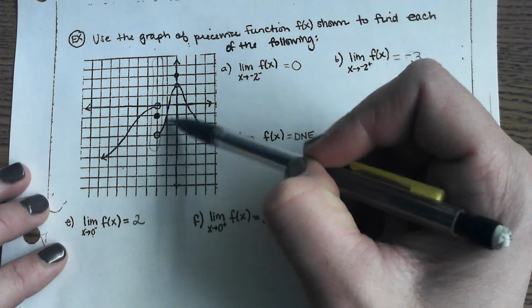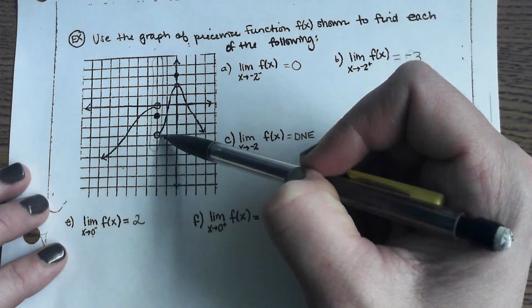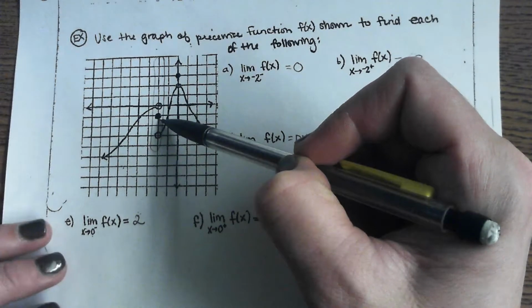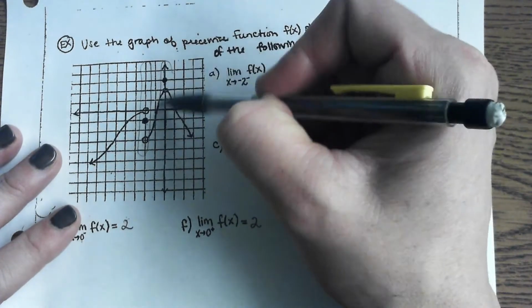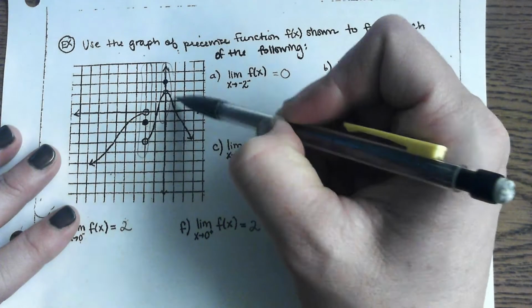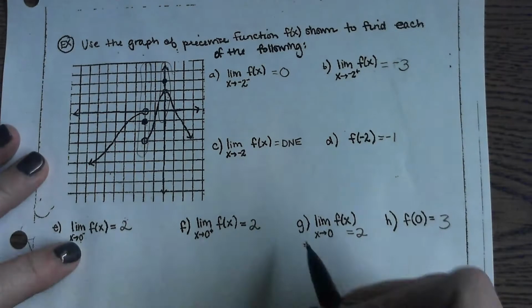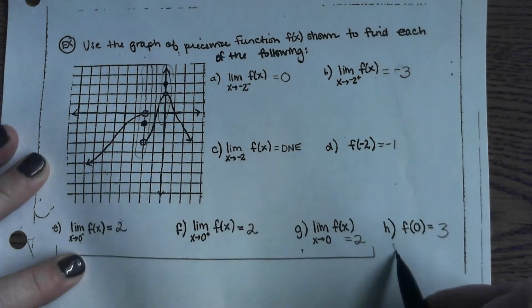limit from the left is different than limit from the right. So the overall limit does not exist, and the function value on top of it is something different. On this one, because this is where we jump to, limit from the left and limit from the right are actually the same thing. The limit exists, but the function value is different.